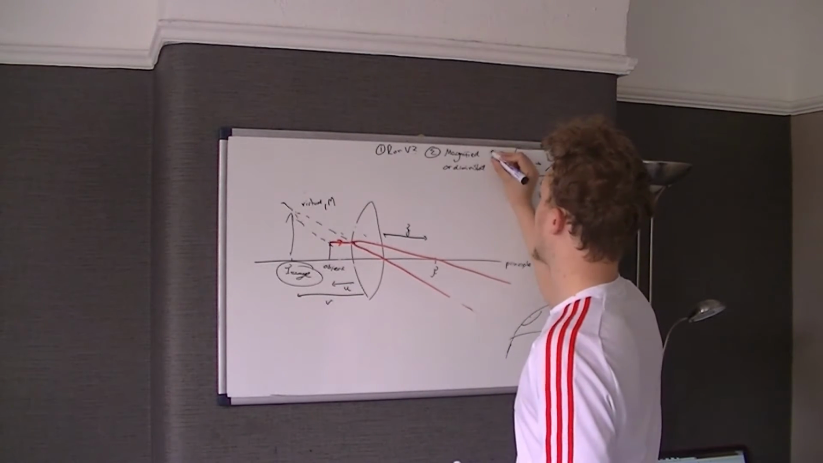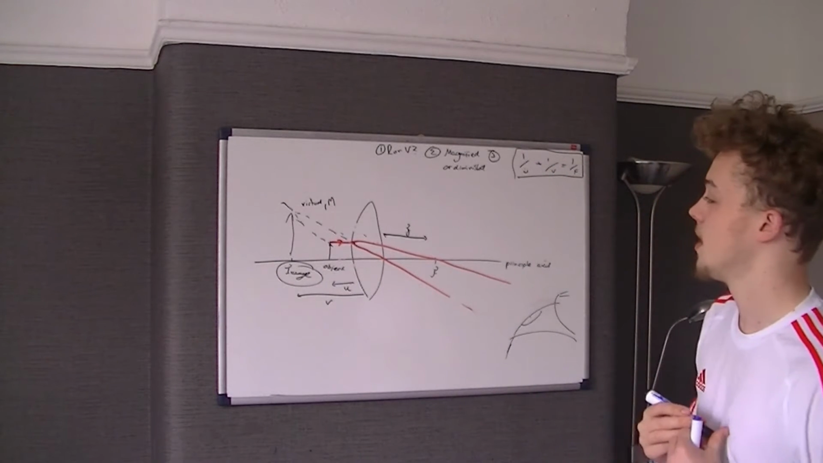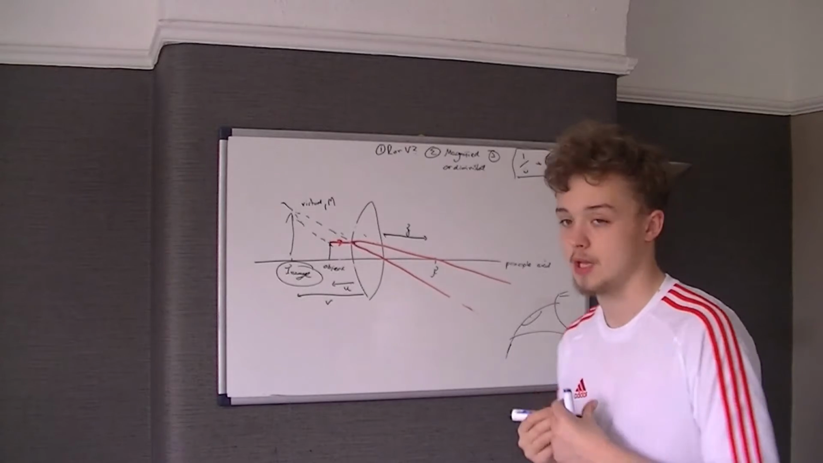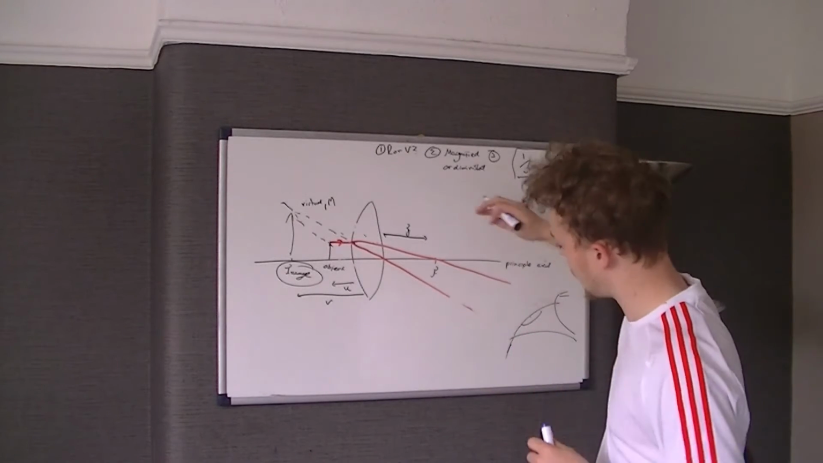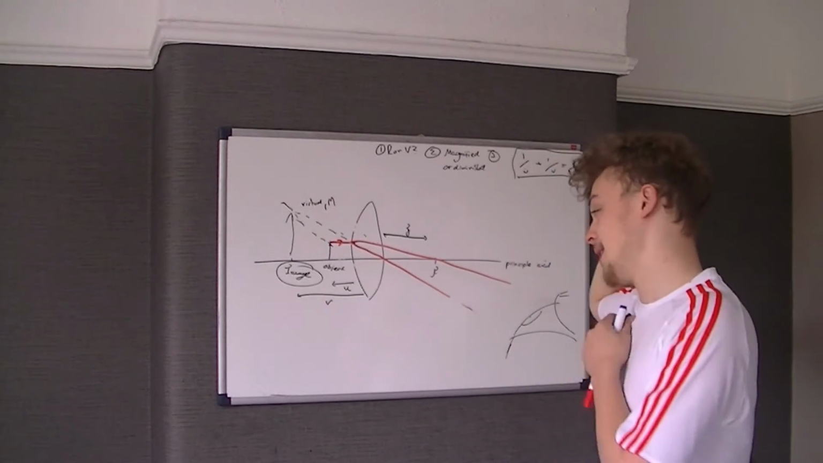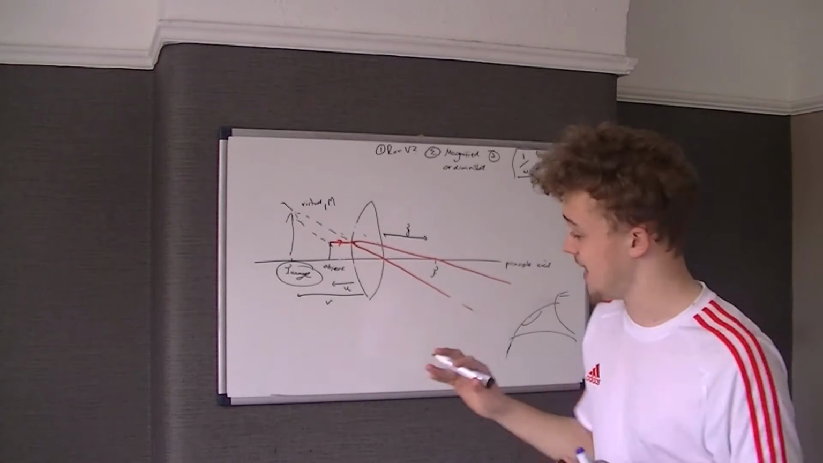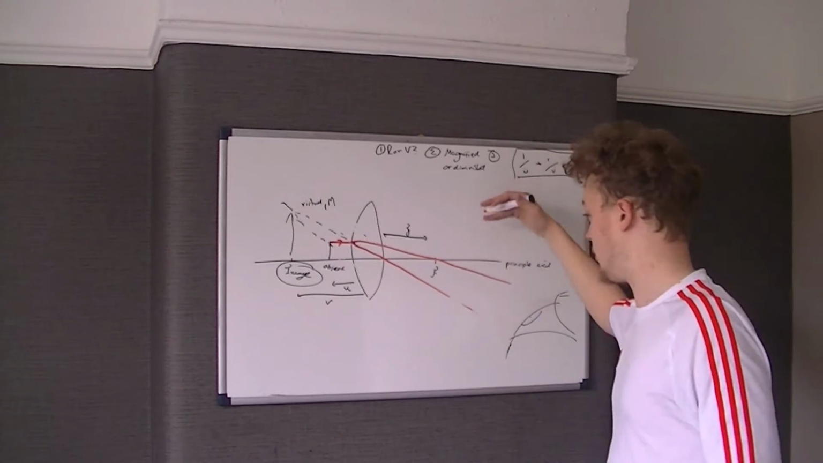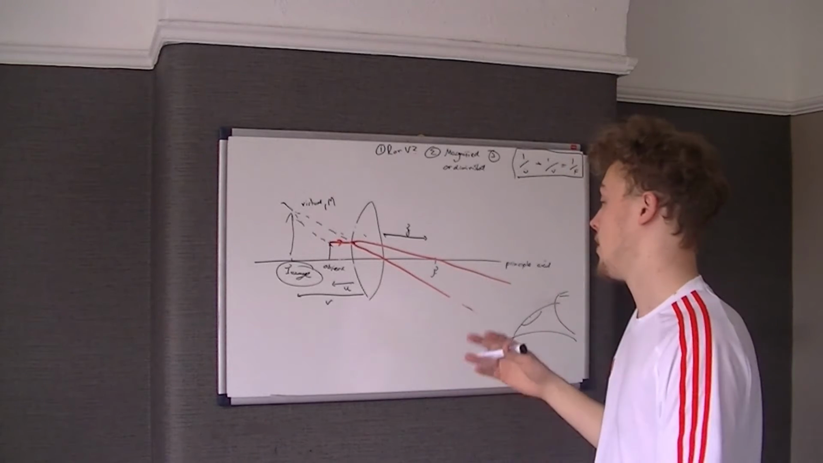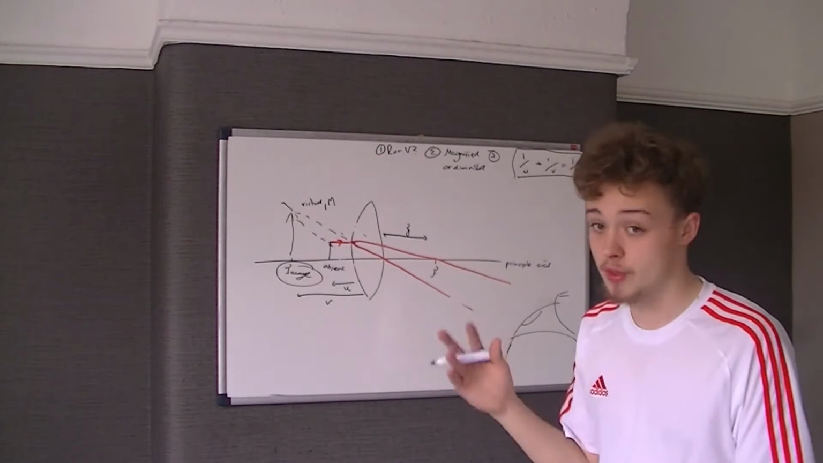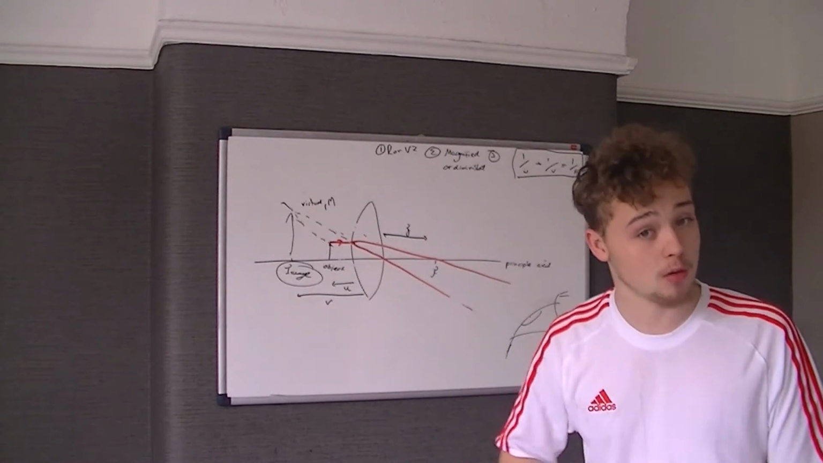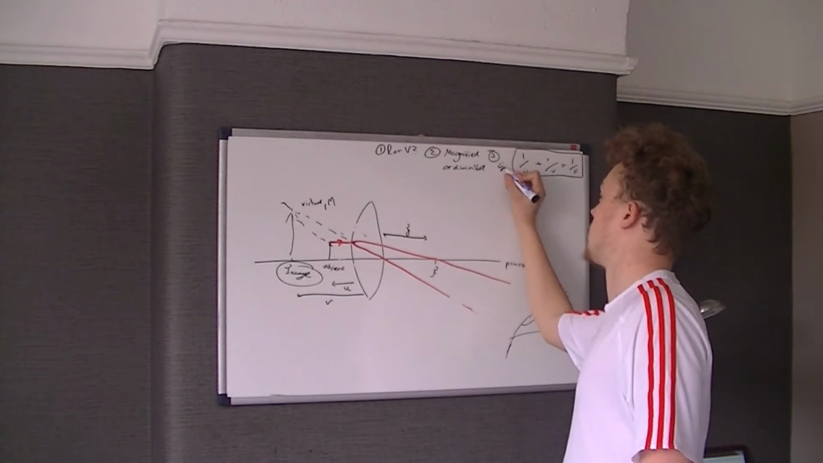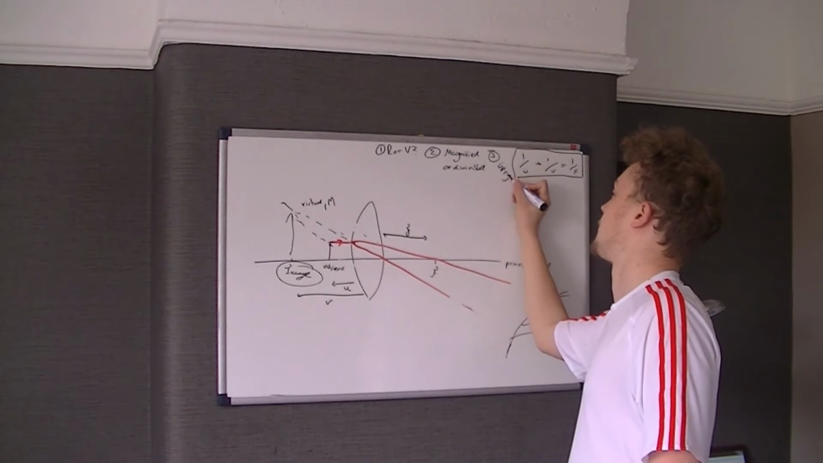The third question we ask ourselves is: is it upright or inverted? If they are both above the principal axis, then it's upright. If the object is pointing above the principal axis, but the image is pointing below, then we say it's inverted. Hopefully that makes sense. So is it upright or inverted?